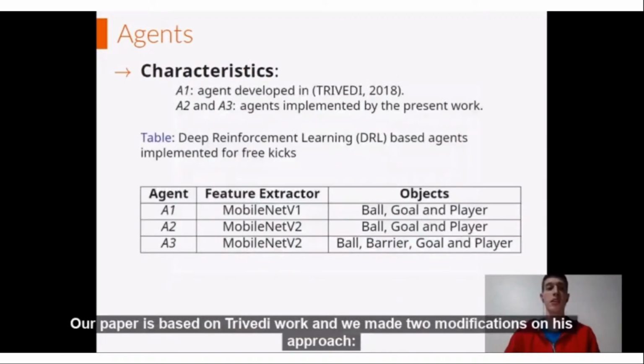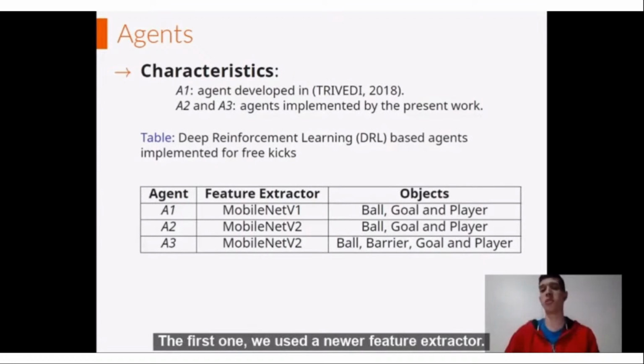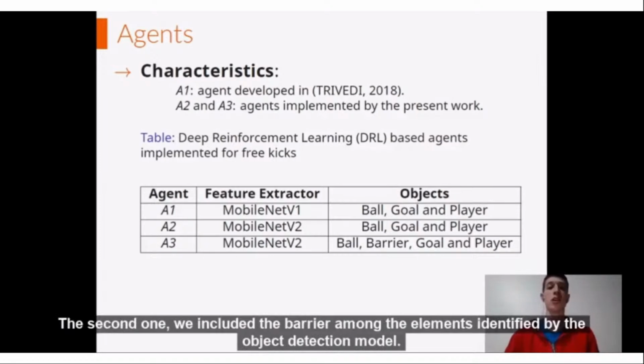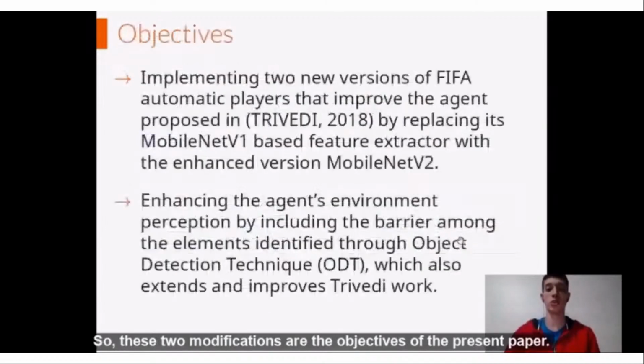Our paper is based on Trivad's work, and we made two modifications to his approach. The first one, we used a newer feature extractor, and the second one, we included the barrier among the elements identified by the object detection model. These two modifications are the objectives of the present paper.